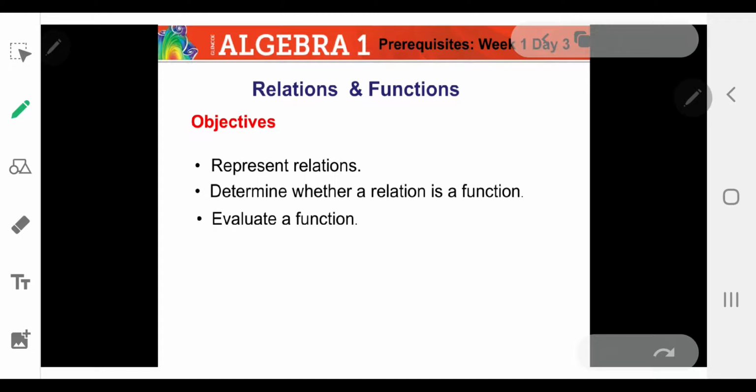Now our new topic, which we are reviewing today, is relations and functions. As we said earlier, all those concepts were introduced in previous years, but they are essential to start our course for this year. What are the objectives? The objectives of today's lesson are to identify different representations of relations, to see how to represent relations, to determine whether a relation is a function, to identify the condition which makes a relation a function, and to evaluate a function.